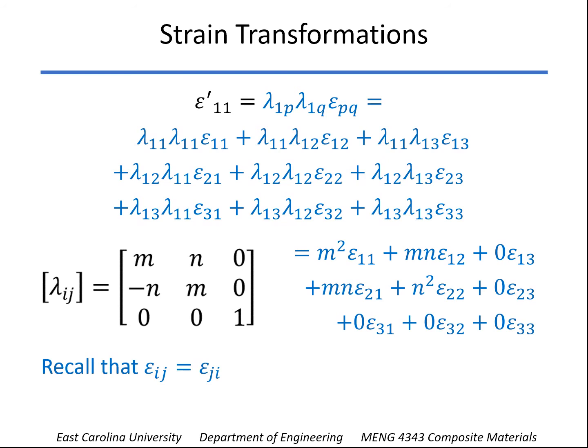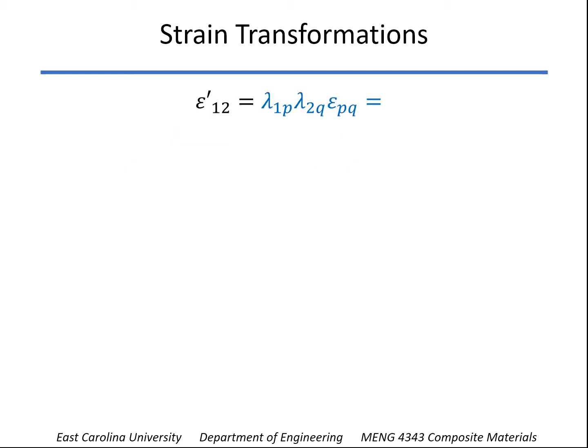So putting that all together and remembering that epsilon ij is equal to epsilon ji, I can combine the epsilon 1,2 and the epsilon 2,1 terms together, and I come up with the final form here: the cosine squared times epsilon 1,1 plus the sine squared times epsilon 2,2 plus 2 times the cosine times the sine times epsilon 1,2. Okay, we'll do a couple more of these.